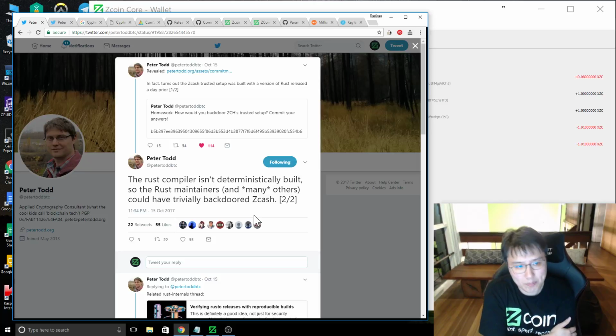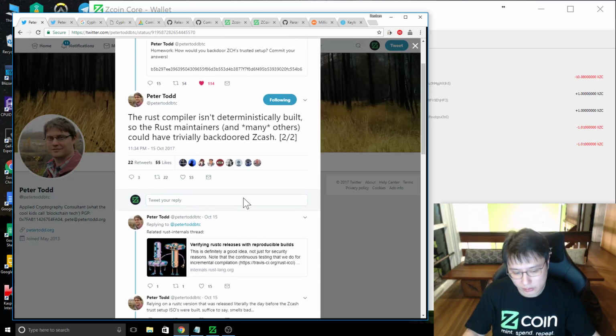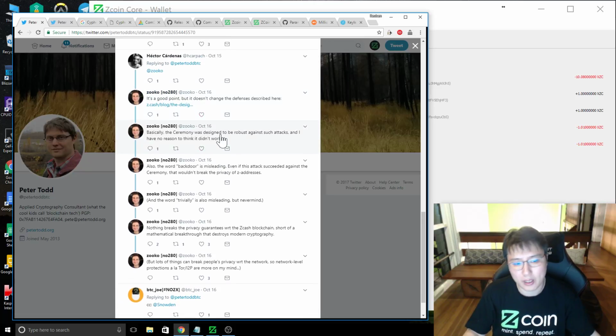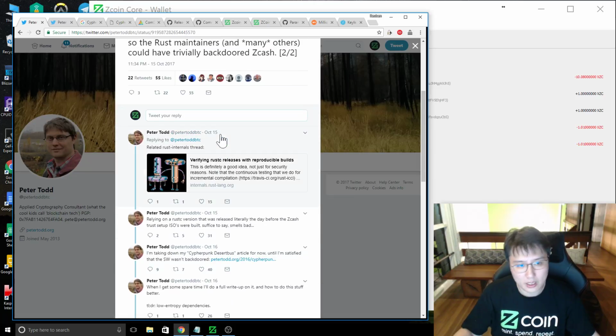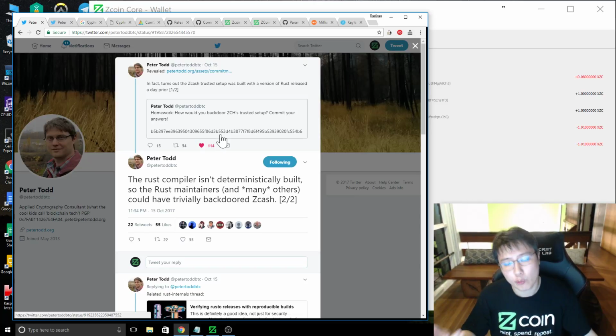But let's take a look at what Peter Todd actually says about this issue. What he's saying is that it turns out the Zcash trusted setup was built with a version of Rust released a day prior. That means a day prior, and the Rust compiler isn't deterministically built. So the Rust maintainers and many others could have trivially backdoored Zcash, right? Of course, Zooko from Zcash, I think he's the CEO of Zcash, replied that he doesn't think that's a problem. But Peter, who is actually a party to this multi-party setup and a very well-respected cryptographer, does think it's a problem.